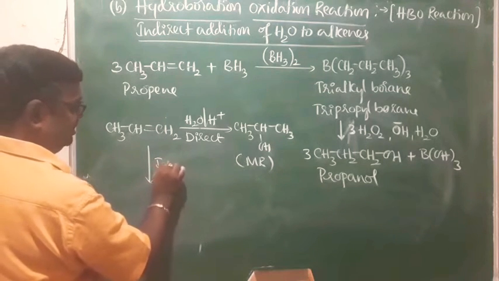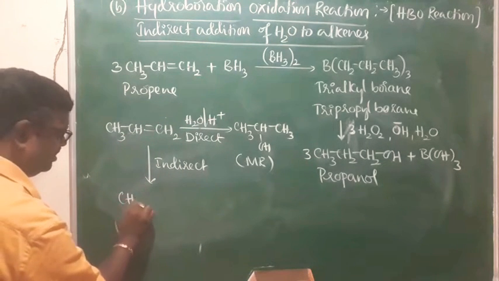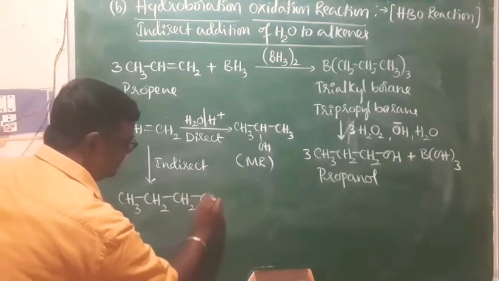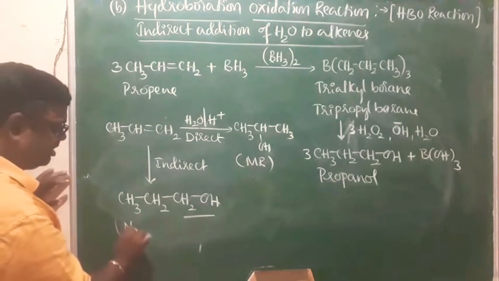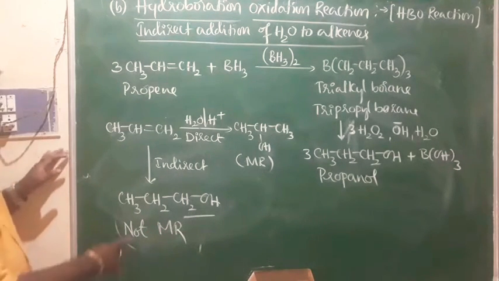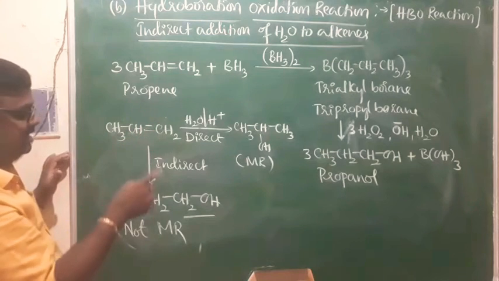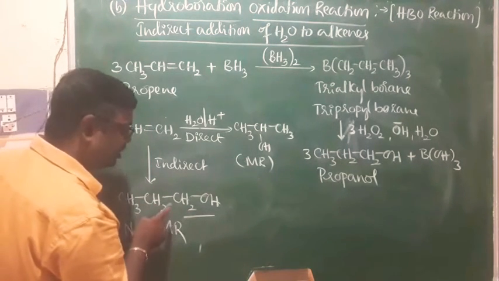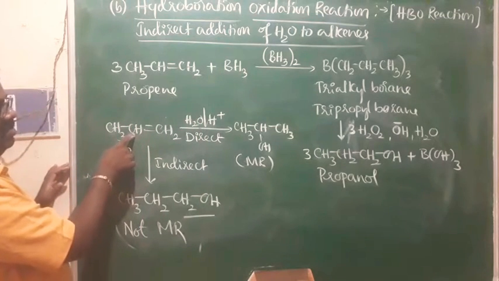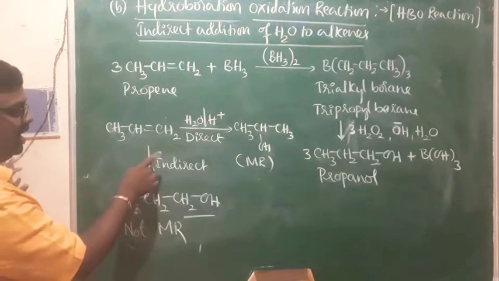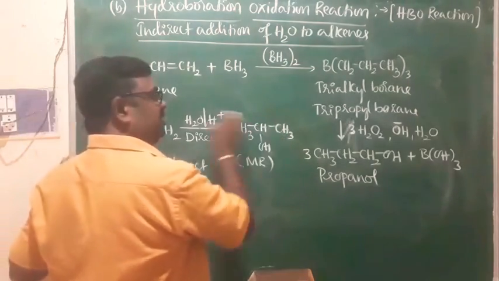In the case of indirect addition, which I discussed now, look at the product. In direct addition OH is attached to the second carbon, but here OH is attached to the first carbon. This is not according to Markovnikov's rule. Direct addition is according to Markovnikov's rule but indirect addition is not. This is the anti-Markovnikov product: here the OH group is connected to the double bonded carbon with the most hydrogens, whereas in the Markovnikov product it is connected to the carbon with the least number of hydrogens.